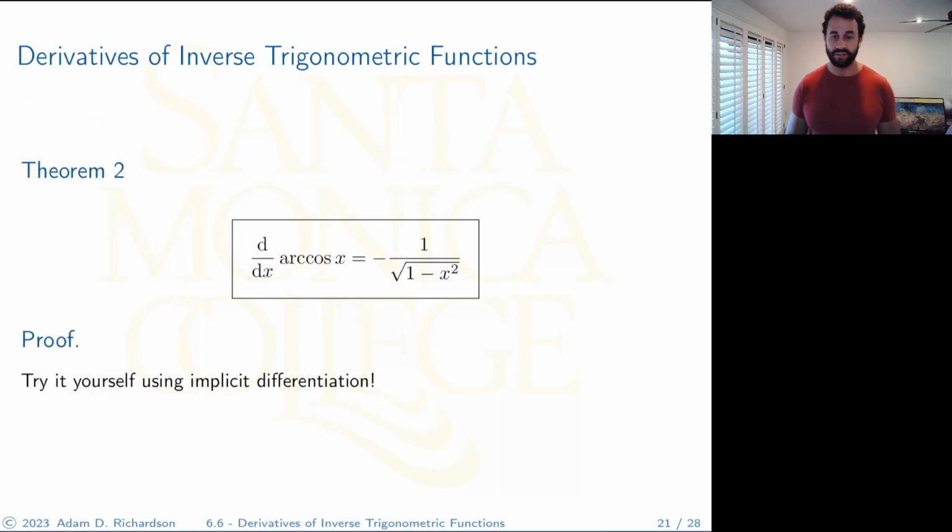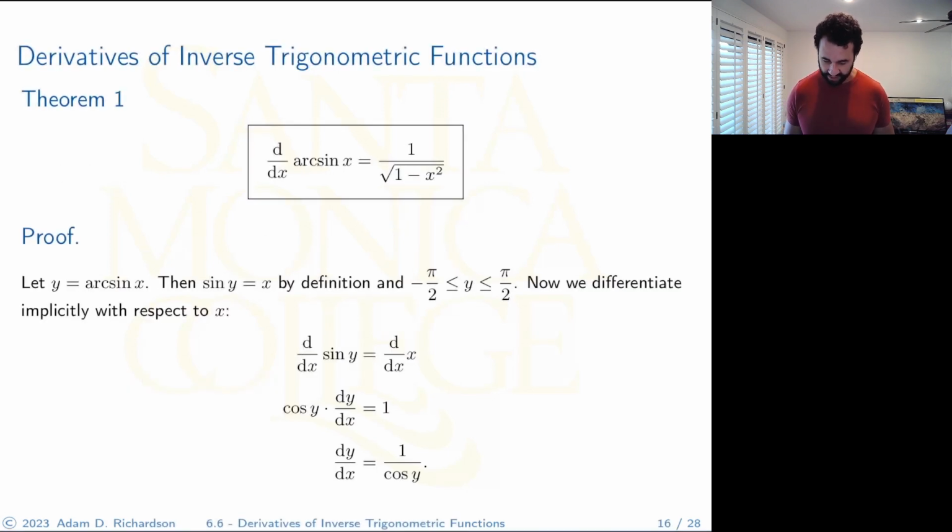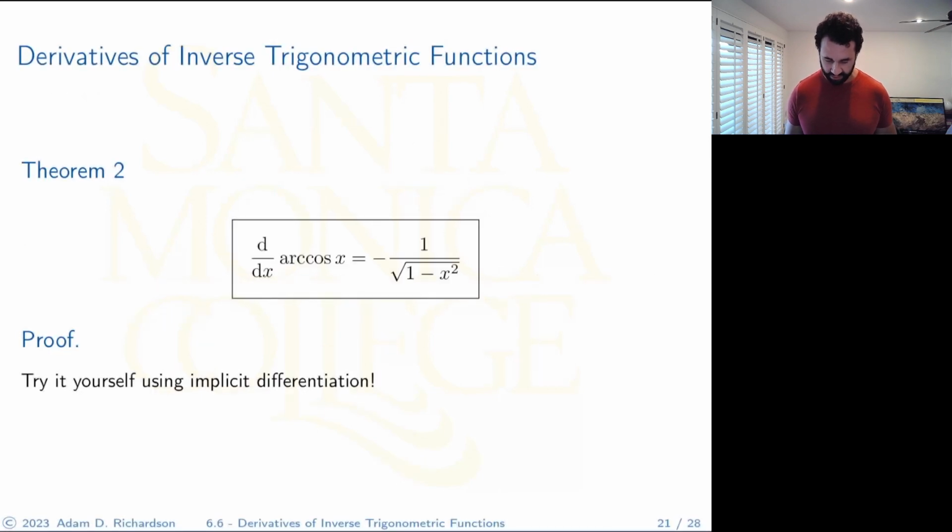So here's the next result. The derivative of arc cosine of x is negative 1 over square root of 1 minus x squared. So it's very similar to the derivative of arc sine. In fact, it is the same, except it's negative. Let's go back to this one right here. So here's arc sine. Here's arc cosine.